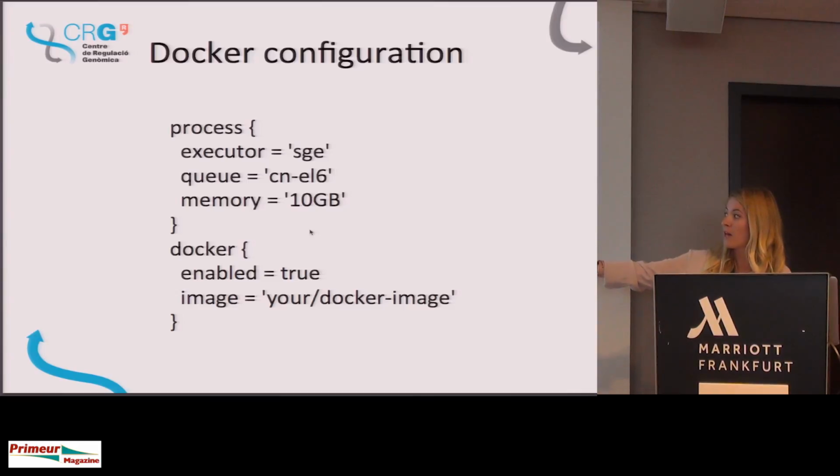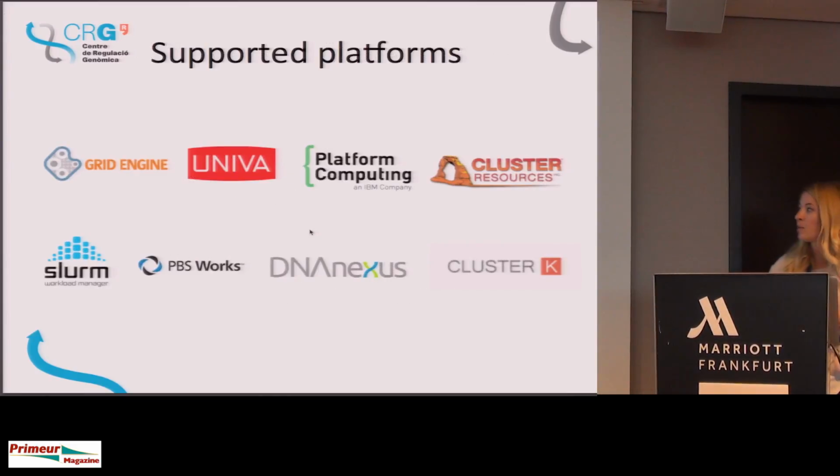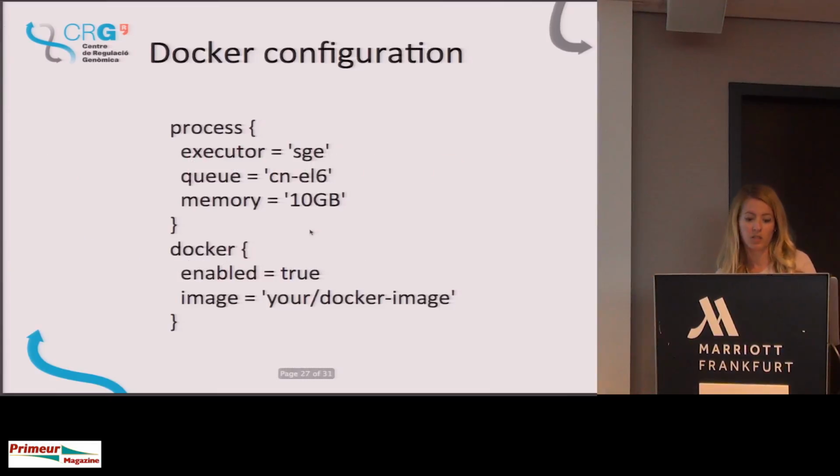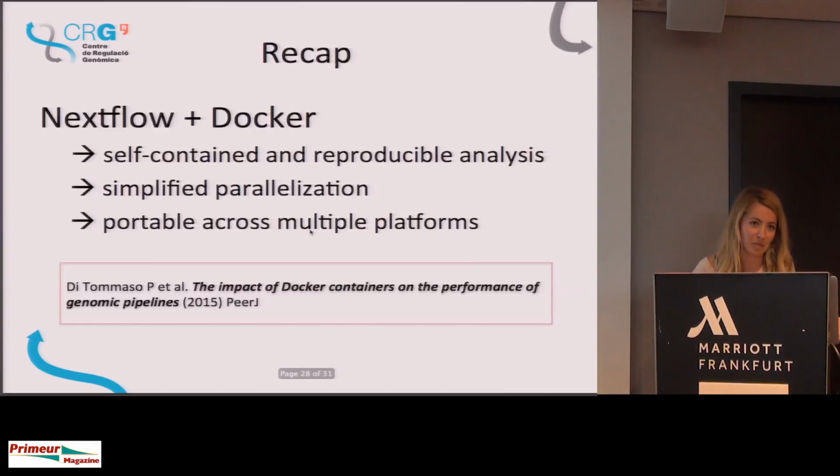Here you can specify the executor. So this is how it knows. You don't need to specify much more because it knows. As I said before, it has support for all of these platforms. So as long as you just say the name, SGE, SLURM, whatever, and then you give a specialized queue or memory requirement if you have one. So this is basically the configuration file, and that's all you need. And of course, you need to create the image, right?